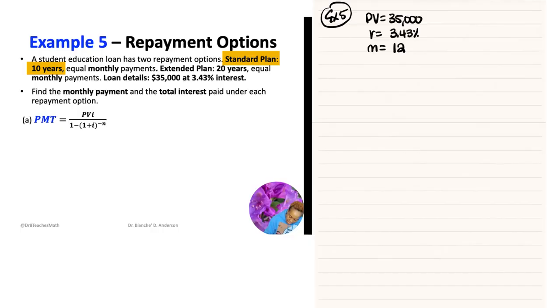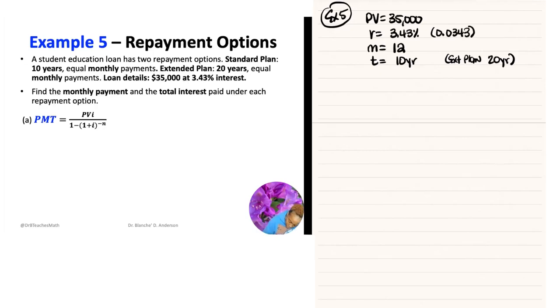And then for the standard plan, I'll do T. The standard plan has 10 years. And then I'll put the extended plan. They want us to do 20 years. Okay, your I. Hold on. This should be 0.0343.